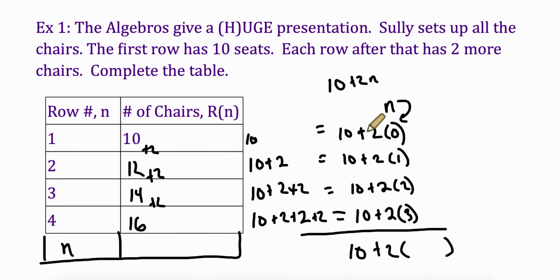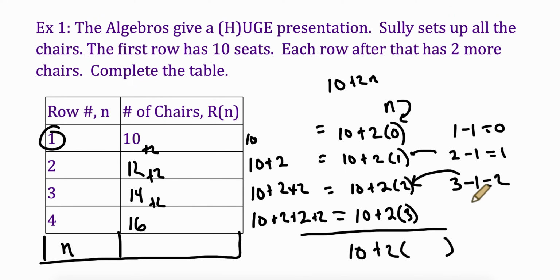Let's see, does it work for step or row term 1? 10 plus 2 times 1. It doesn't. I needed to subtract 1 from that to get 0. So all right, let's try row 2, nth term 2. If I subtract 1 from it, then I get 1. That's what I want to multiply by. Here, I'm at row n is 3. If I subtract 1, I have 2, which is what I want to multiply by.